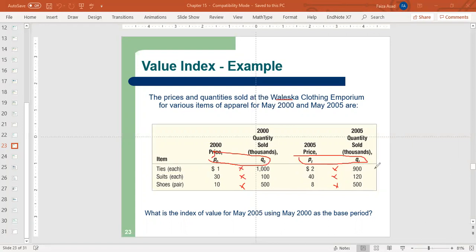And after multiplying these two values, we will get the P naught into Q naught at this point, and we will get the values here. Here we will multiply PT and QT. So we will get the values here. After summing up these values, we will get the answer for this expression. So moving on to the next slide.